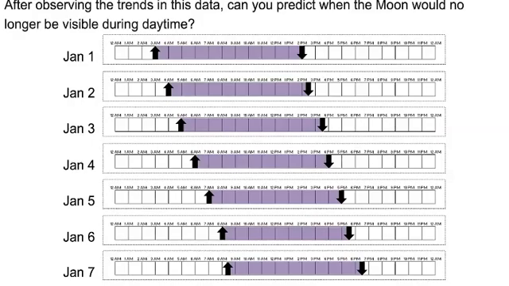After observing the trends in this data, can you predict when the moon would no longer be visible during daytime? Do you think that would happen later in January? I think it might, but I also think we would need to look at moonrise and moonset data for the rest of January to answer this question. Do you agree? In our next lesson, we will answer this question and look at additional data for January.